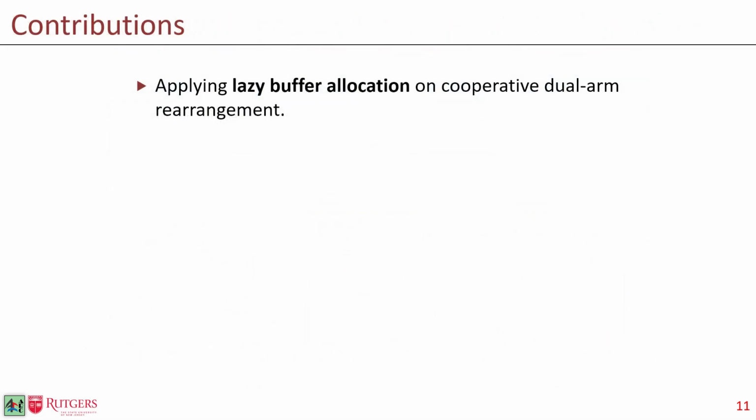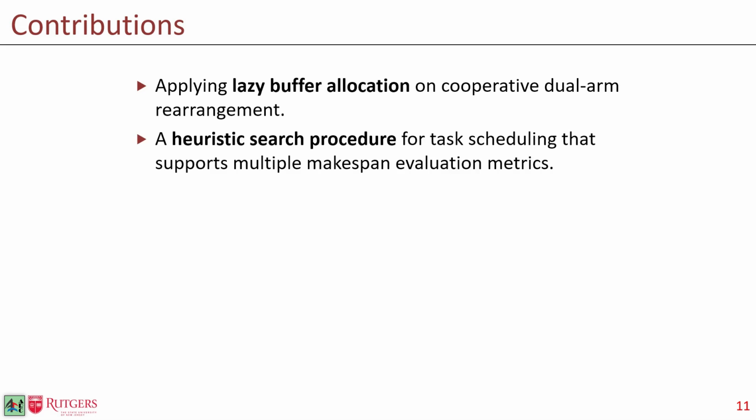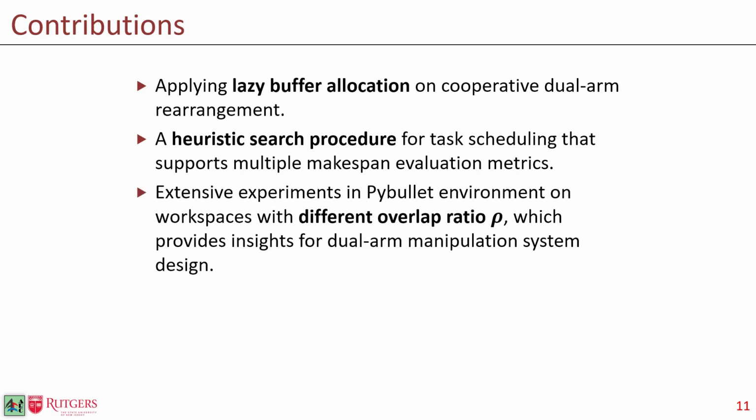To conclude, in this paper, we apply a delayed verification method to a dual-arm rearrangement scenario. For task scheduling, we propose a heuristic search procedure coordinating handoffs and individual picks and places. Finally, extensive experiments are conducted in the PyBullet simulator on workspaces with different overlap ratio rho. Experiments not only demonstrate the effectiveness of our methods, but also provide insights for dual-arm manipulation system design.